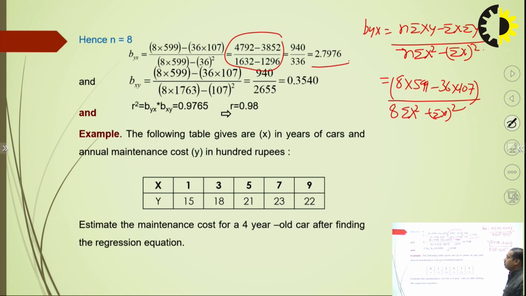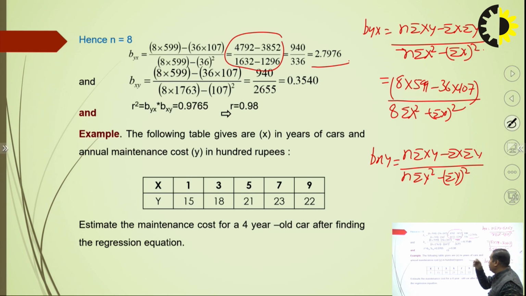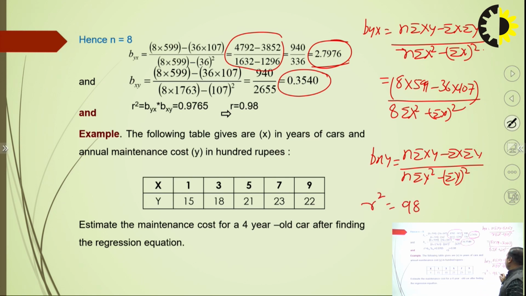Similarly, after byx comes bxy: n summation xy minus summation x summation y upon n summation y square minus summation y whole square. Putting these values in this relation, we have calculated byx is 2.79 and bxy is equal to 0.354. And r becomes 0.98, because byx into bxy is equal to r square.